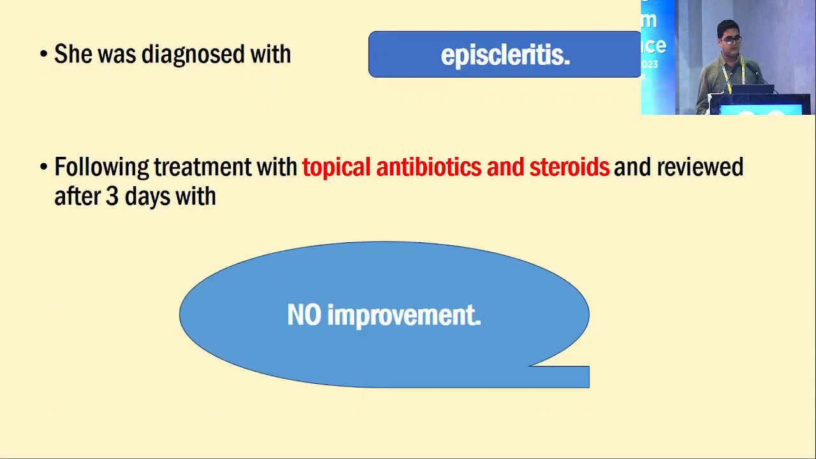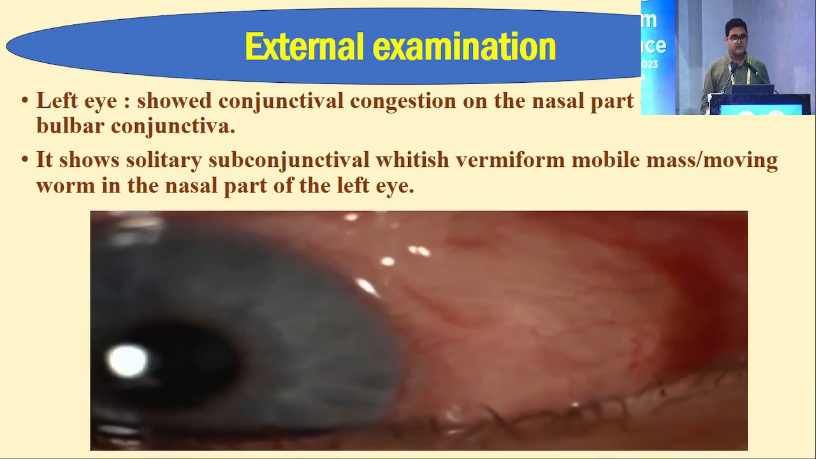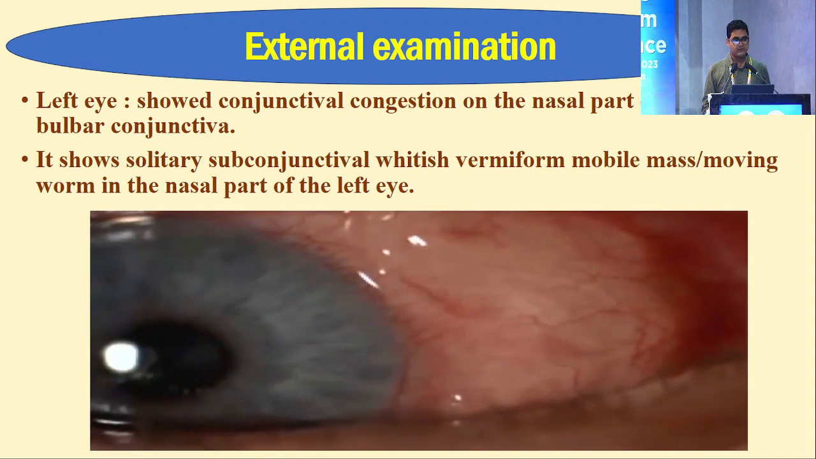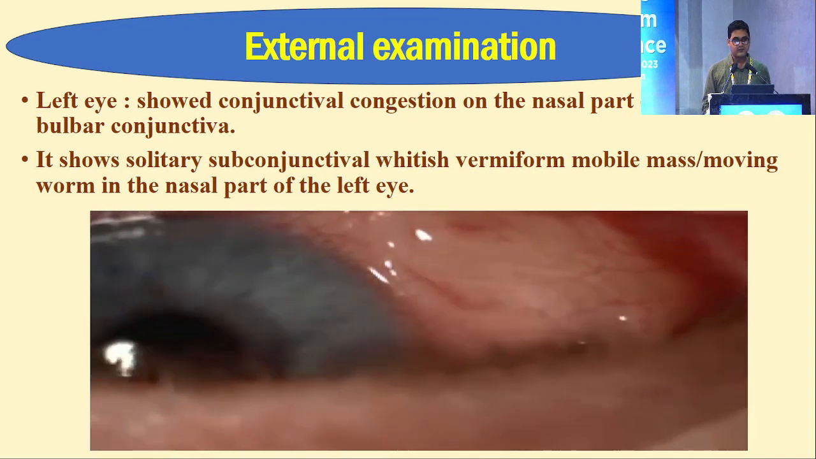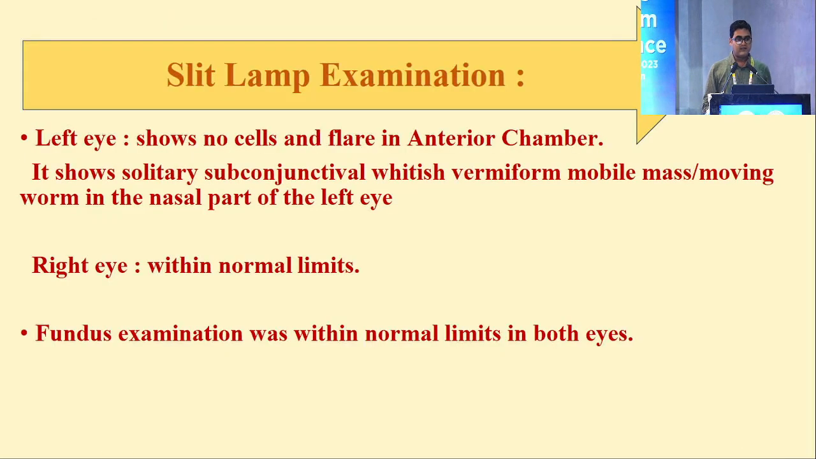Initially, she was diagnosed with episcleritis, treated with topical antibiotics and steroids, and reviewed after 3 days with no improvement. On external examination, the left eye shows conjunctival congestion on the nasal part over the bulbar conjunctiva. It shows a solitary subconjunctival whitish vermiform mobile mass, a moving worm, in the nasal part of the left eye. On slit lamp examination, the left eye shows no cells and flare in the anterior chamber. The right eye was within normal limits. Fundus examination was within normal limits in both eyes.